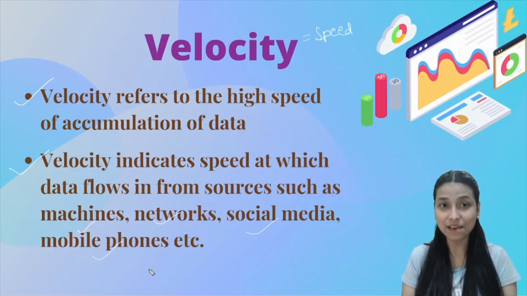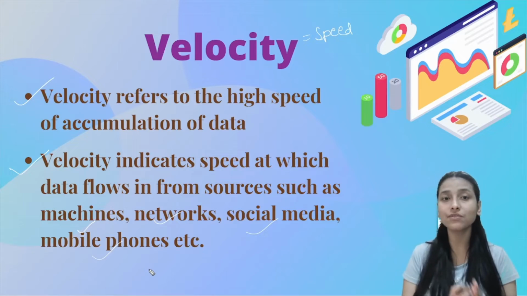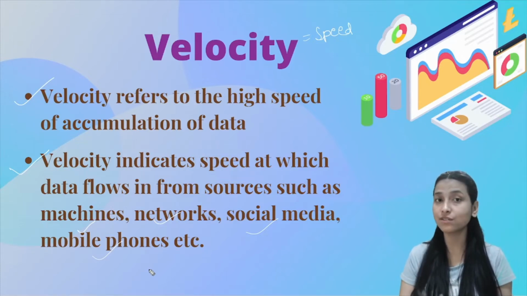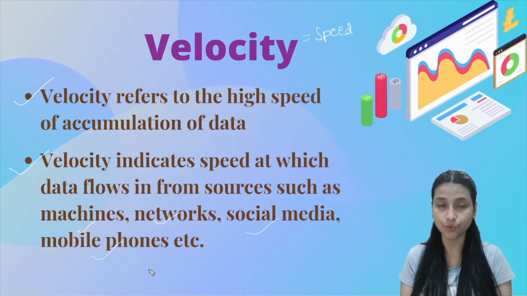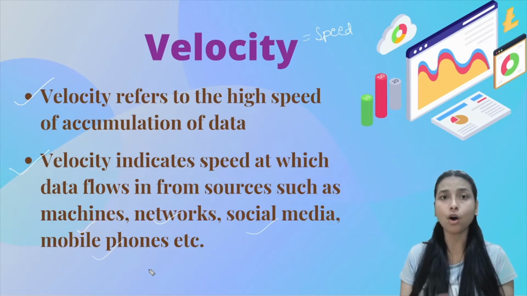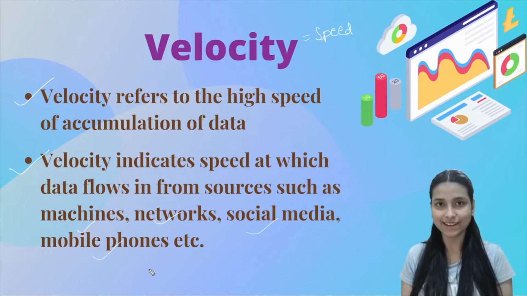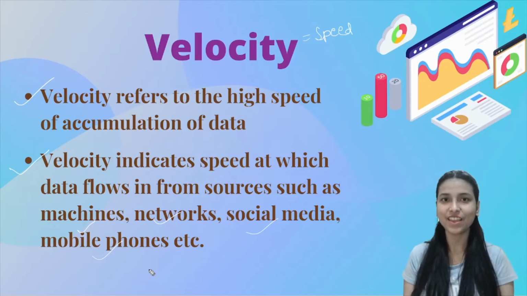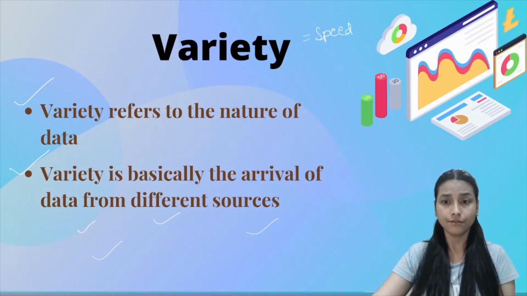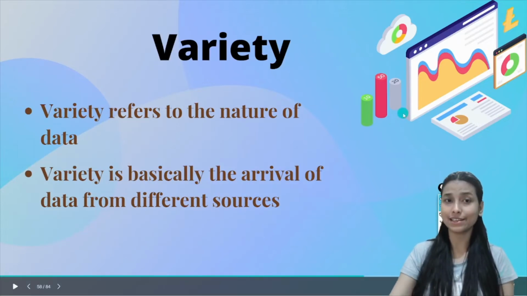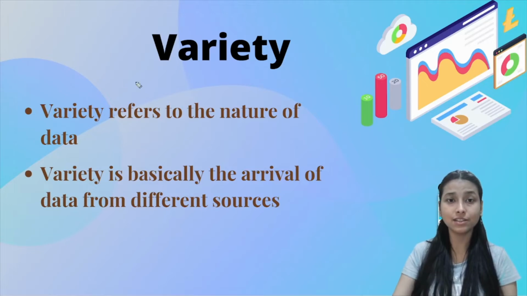Alright, so for an example of velocity, we can take that Google was receiving 32.8 billion searches per day in the year 2001. But now in 2022, Google is receiving approximately 2 trillion searches per day. So don't you think the speed of data being generated has reached the maximum? Alright, so this was all about velocity. Moving towards the other V of big data, that is variety. Here, as the name suggests, variety in general means type.